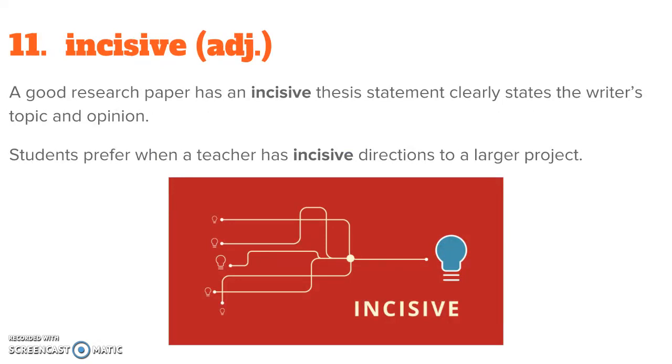Number 11 is incisive, which is an adjective. The definition for incisive is very clear and direct, able to explain difficult ideas clearly and confidently. So some good example sentences are, a good research paper has an incisive thesis statement that clearly states the writer's topic and opinion. Or another example sentence, students prefer when a teacher has incisive directions to a larger project. So the idea here with incisive is that things are very clear and direct.